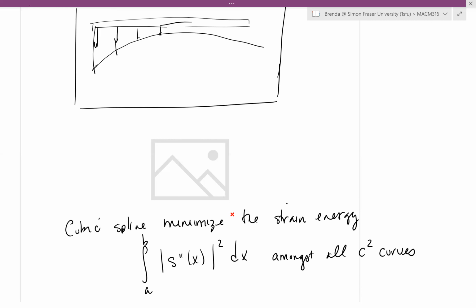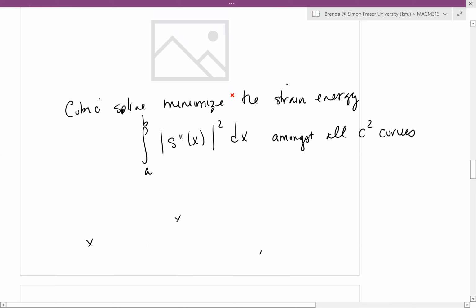So what does this mean? I have some data points, and I have a piece of flexible material. And I ask you to put that flexible function through these points in a way that minimizes the strain energy of all possible functions that are C2 continuous, that is, where the first and second derivatives are continuous. What function am I?